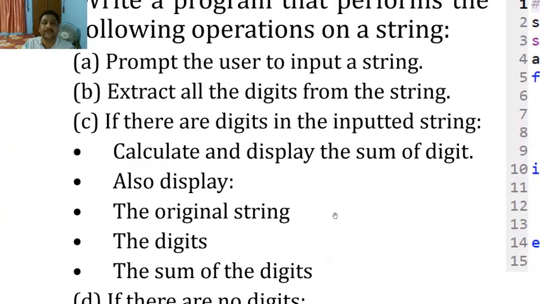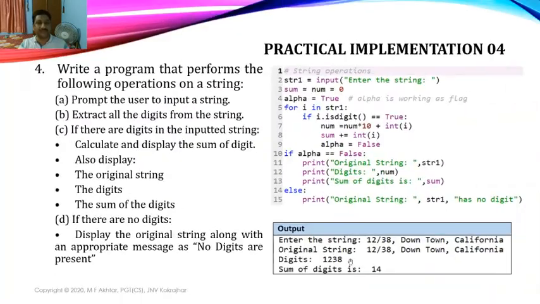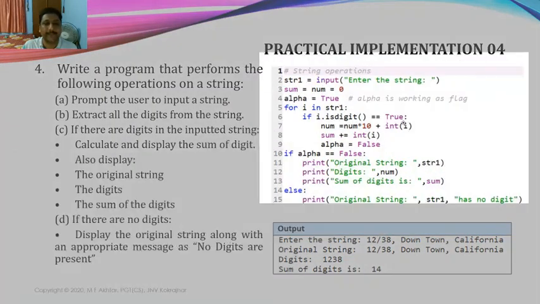It means first it will input one string, and then it will check whether the string contains any digit. If any digit is there, it will collect all the digits and display them, as well as total the sum of the digits and display it. See the program here.